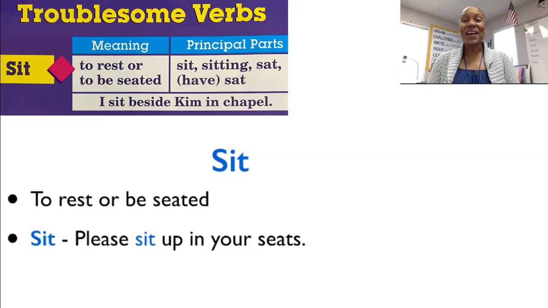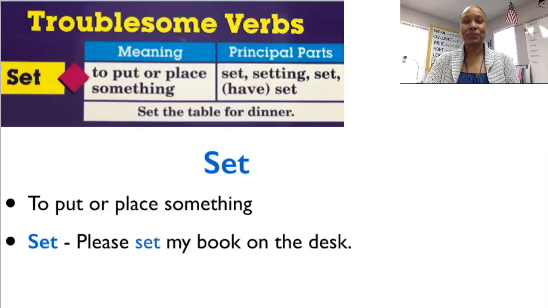There is a very cute song that you can memorize to remember the different parts of sit, and I want you to listen to that at this time. Sit, am sitting, sat, have sat. Very good. Go ahead and try it. Sit, am sitting, sat, have sat. Your turn. Great. Okay, let's go ahead and move on to the next troublesome verb.